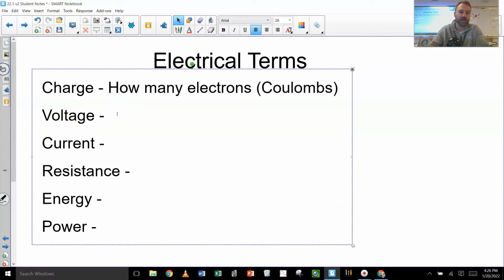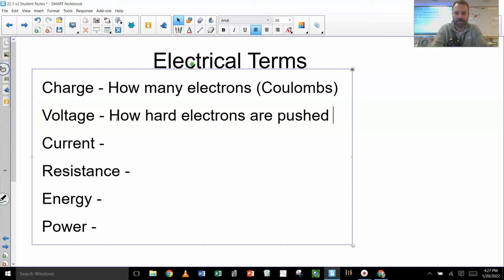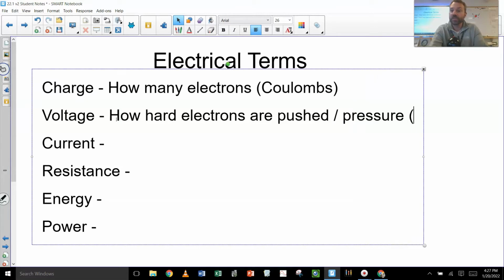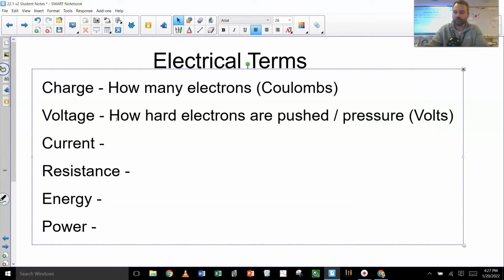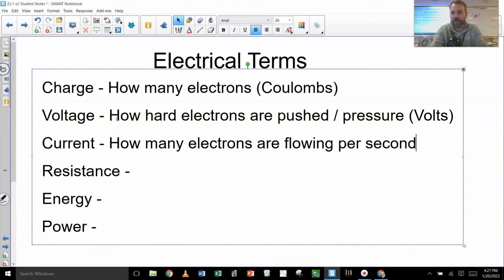Voltage. These are all terms that you maybe hear: energy, power, voltage, current. How do you know the difference between them? Voltage is pressure. How hard electrons are pushed. The units for voltage are volts. Current. Current is how many electrons are flowing per second. So it's different. Charge: there are 50 electrons on my microphone. That's charge. I have 50 electrons flowing every second past a point. That's current. Current is labeled in amps.